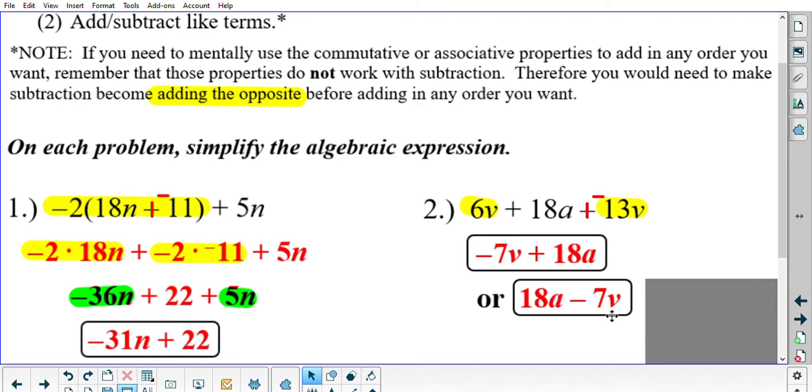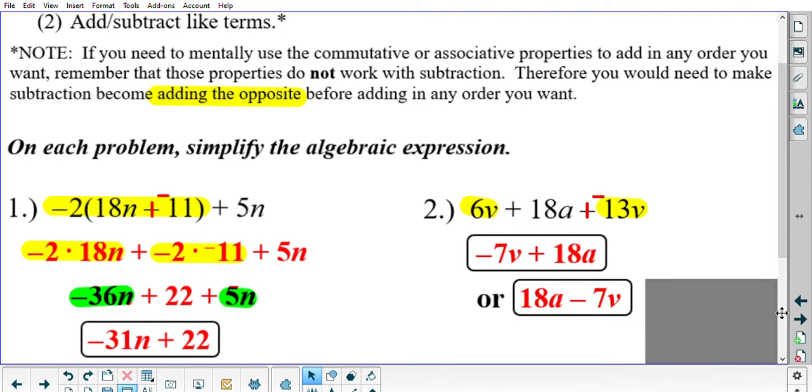Yes, you could technically write it as plus negative 7v, but a lot of algebra teachers are going to want you to say plus negative is the same as just minus a positive for the simplest form of the final answer. So I'm just teaching you that so you're aware. That is an expectation of a lot of high school algebra teachers when it comes to writing things in simplest form for algebraic expressions.